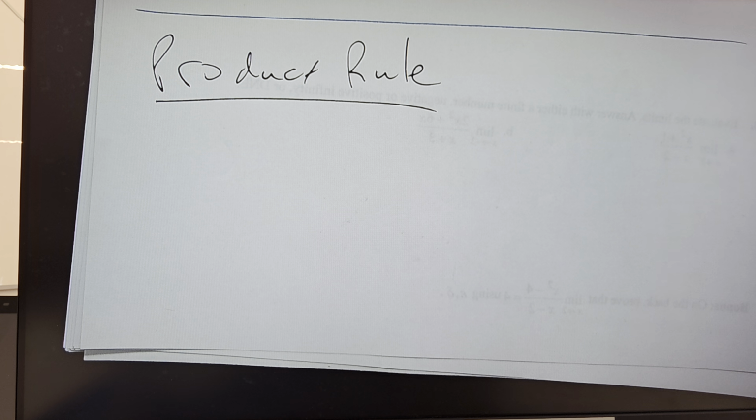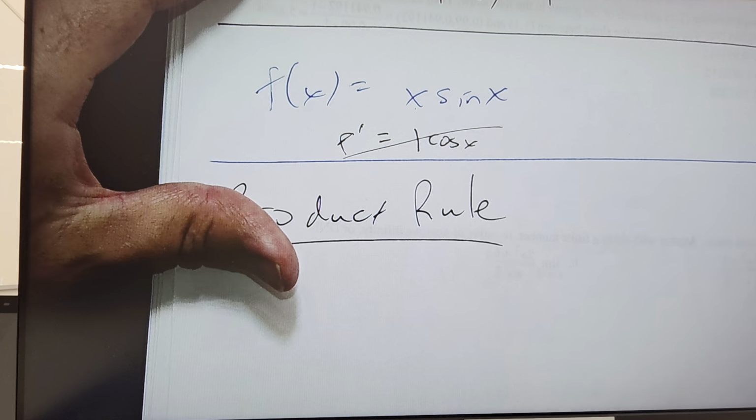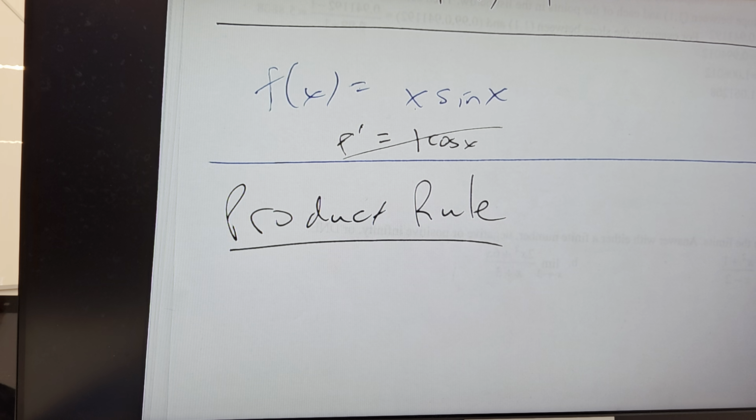If we just thought that this derivative should be the derivative of x times the derivative of sine, number one, that's wrong. But number two, it's not easy.